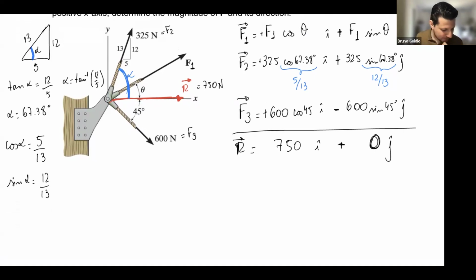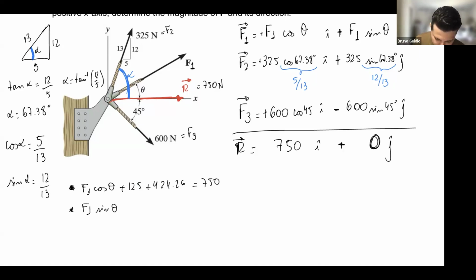Okay, can we solve it here? Let's sum it. Let me sum it right here. Save some space. Here I have F1 cosine, I have 125. Once you do that, and I have 425.26. And right here I have F1 sine plus 300, 424.26, 0.